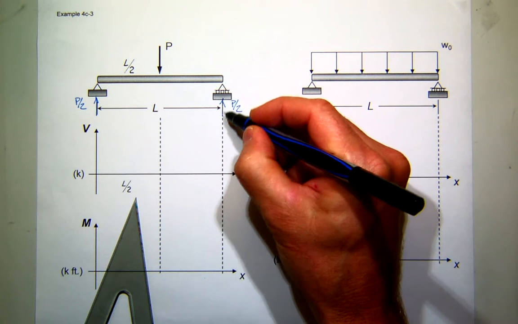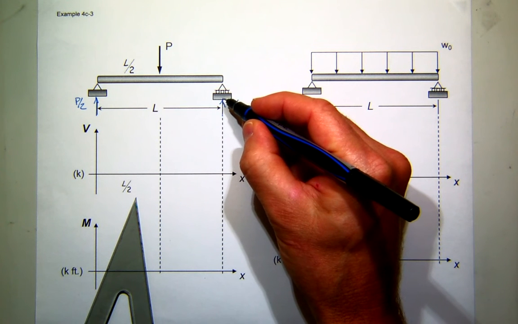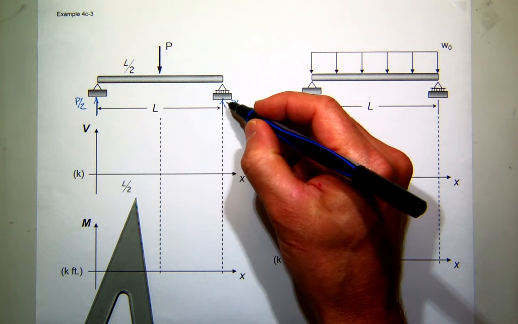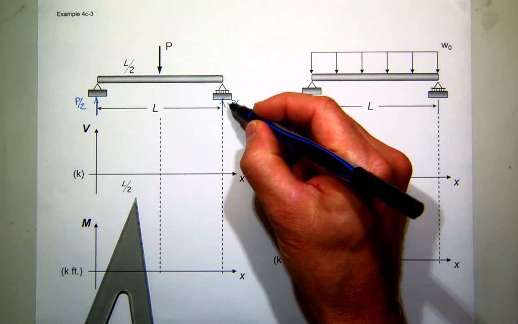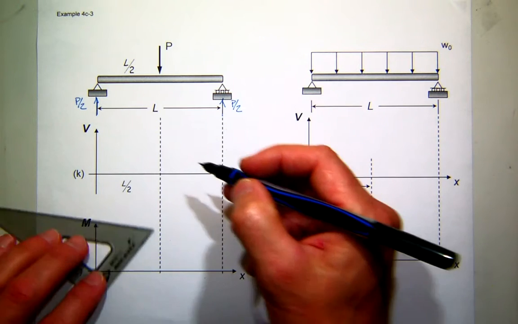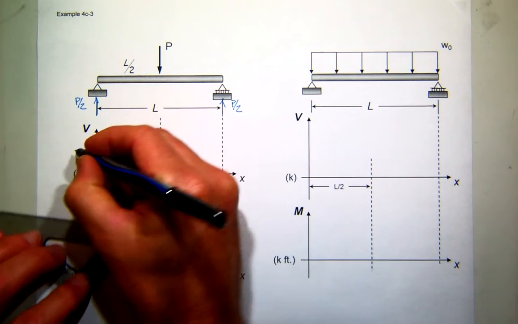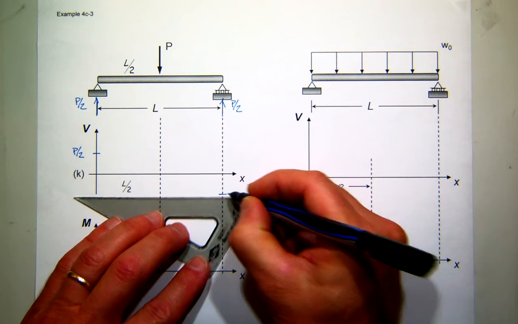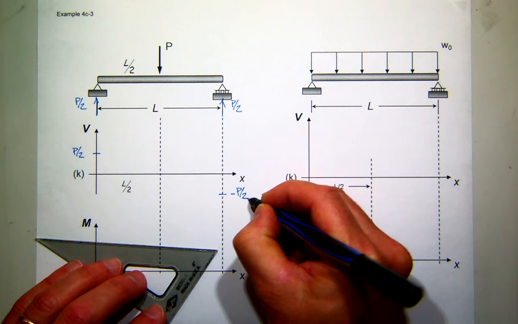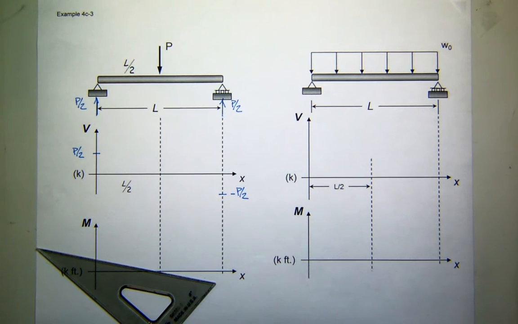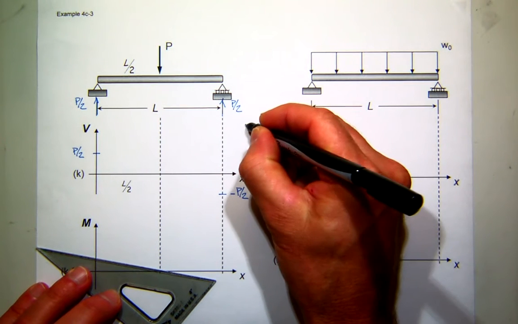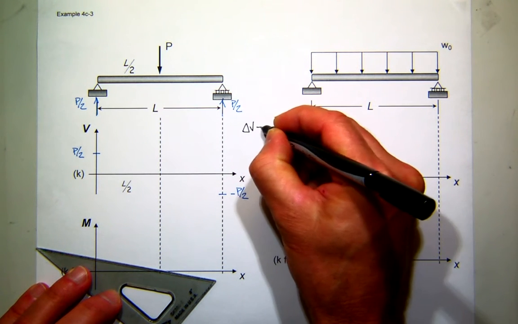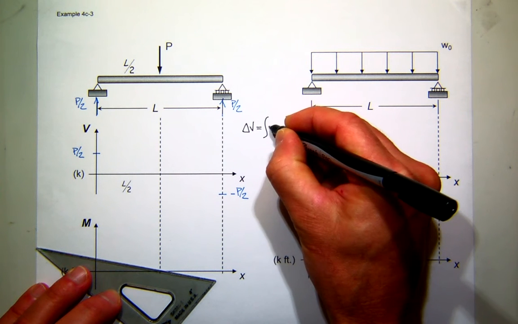Because a force acting up is that positive shear or negative shear? That's negative. So that means we should start at P over 2 and we should end at negative P over 2. Now, what are our differential relationships? Well, the first one is that the change in shear is the area under the load curve.